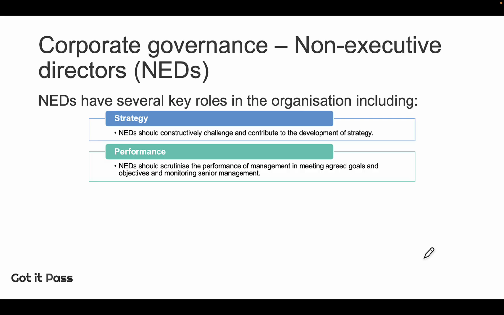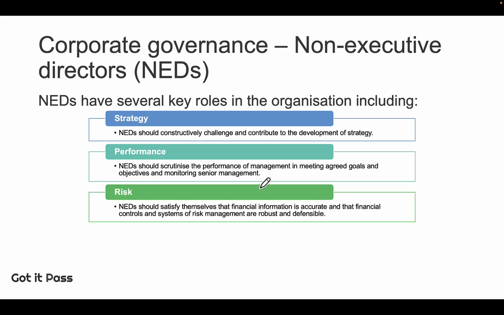strategy. And next, performance. Non-executive directors should scrutinize the performance of management. So it means that they have the role to monitor the management team in meeting the agreed goals and objectives and monitoring other senior management team members. So for the performance, no matter if it's for other board members, for those executive directors, or for the senior management of the company, they have the responsibility to monitor their performance.